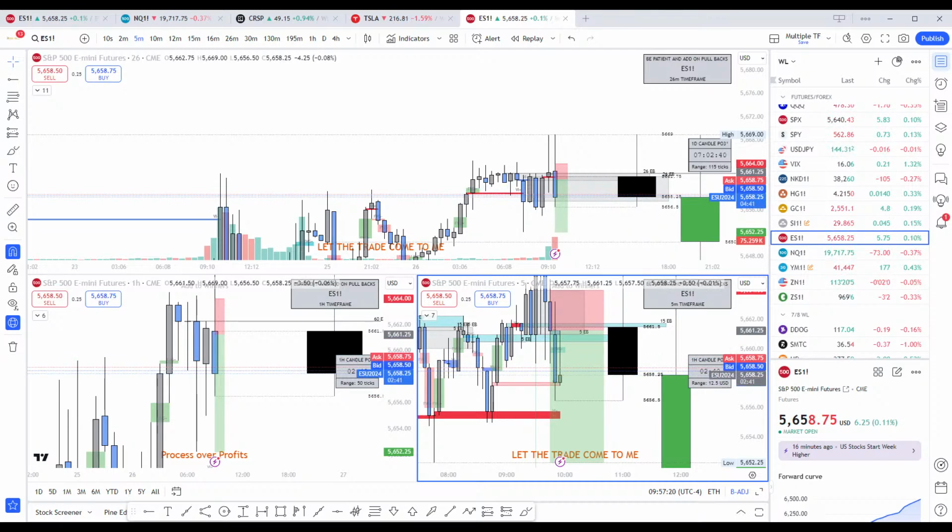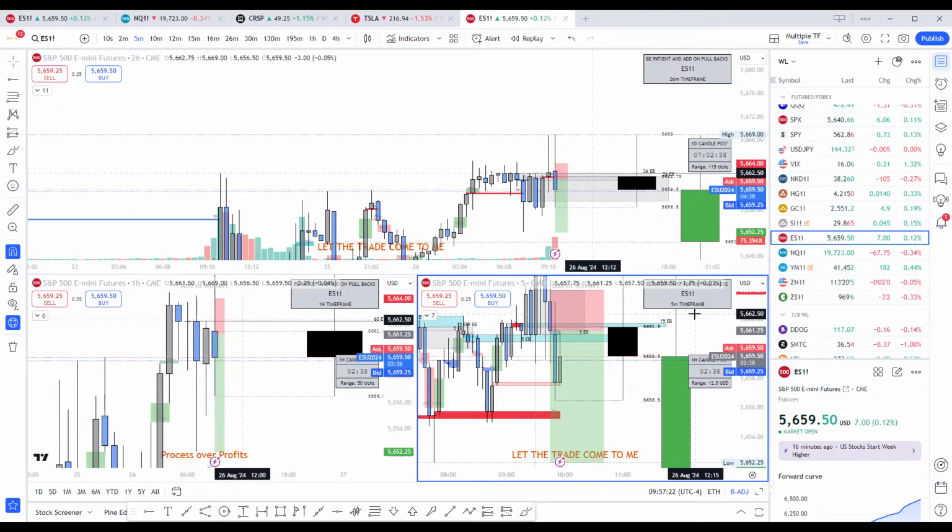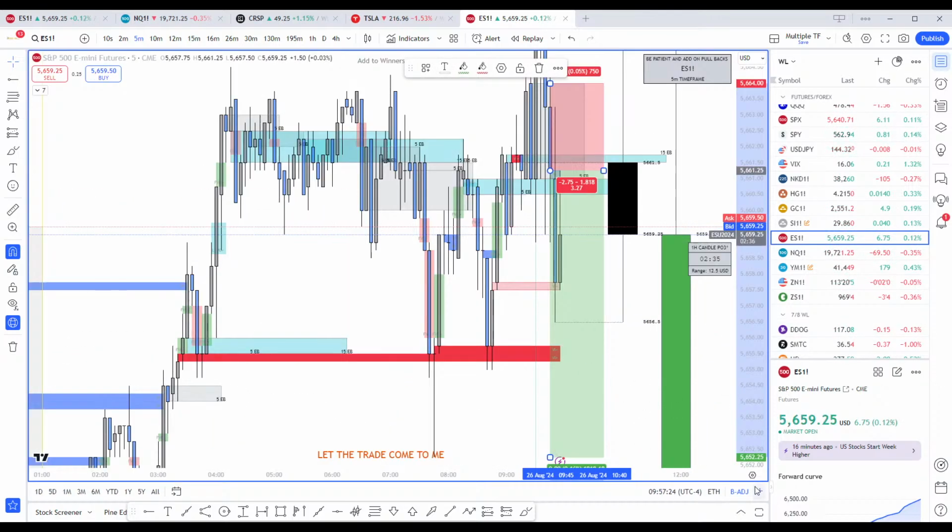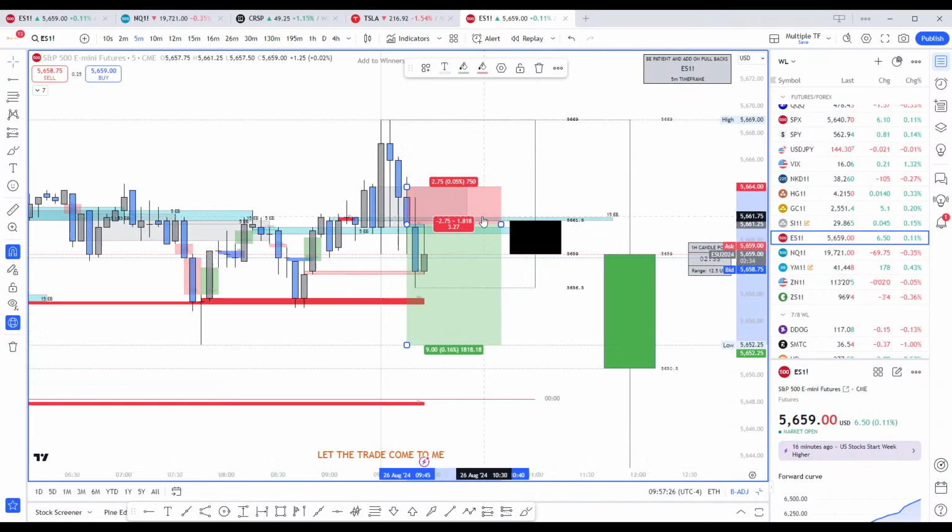Pretty much as long as we stay below the 5-minute equilibrium block, we see more downside to come. Let me get this chart posted.